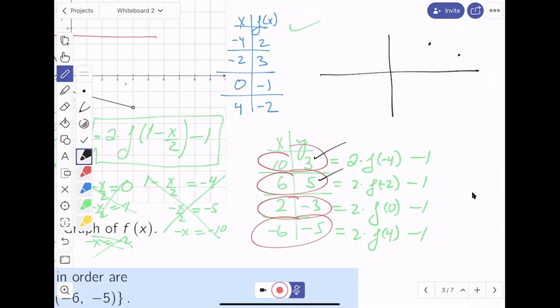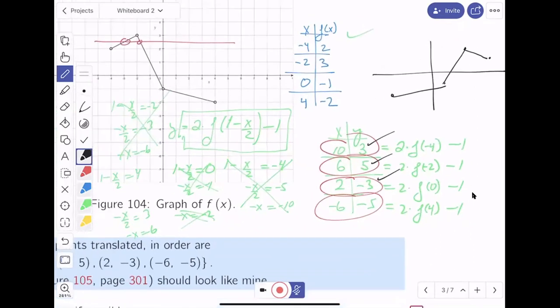2, minus 3. Maybe right about there. Minus 6, minus 5. Let's see. Minus 6, minus 5. Maybe about there. How do they connect together? Line segments. All right. They give you a key, they give you an answer to the key, and they actually draw a nicer picture than the one I've drawn. The reason for that is the machine is doing that picture. All right, let's keep going.